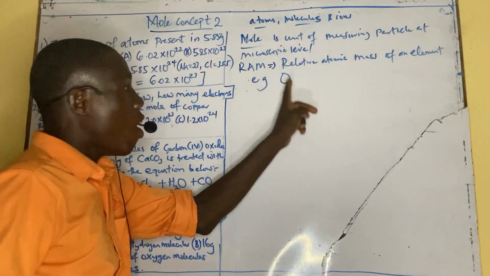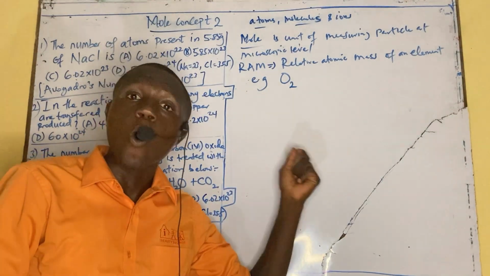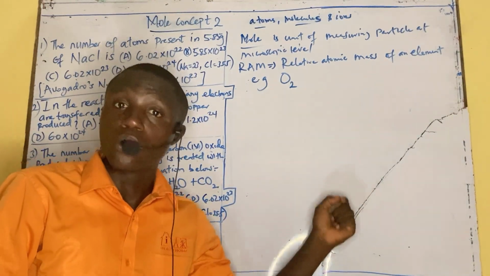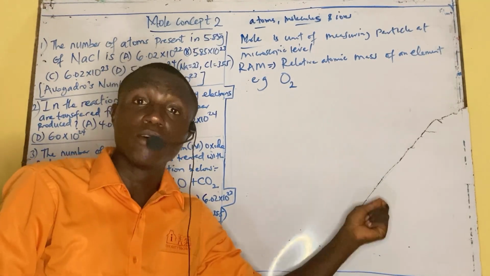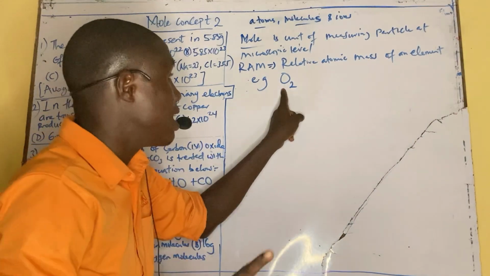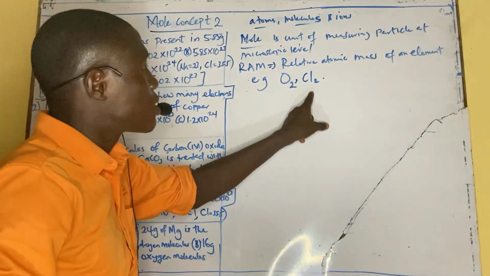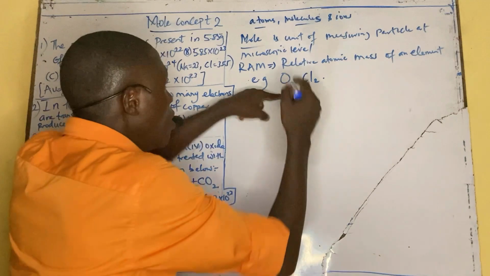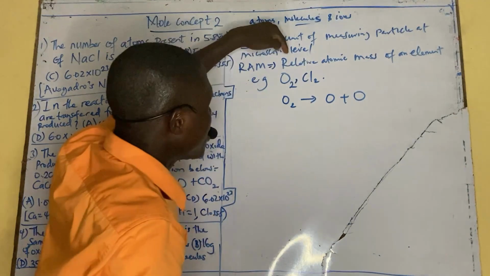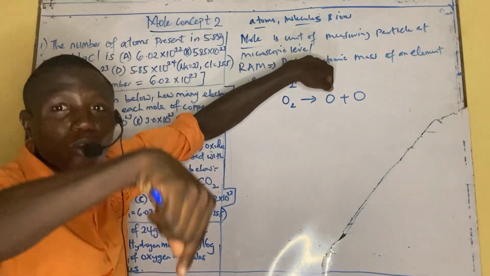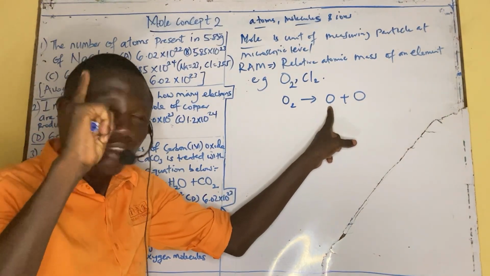oxygen. Now, oxygen gas, we represent the oxygen molecule as O2. Oxygen gas, chlorine gas, nitrogen gas, they are in the form of molecules. They are not single atoms. They are in the form of molecules, O2 and Cl2. Now, if you ask what is the relative atomic mass of oxygen, O2 contains two atoms, oxygen plus oxygen. When I talk about relative atomic mass, it is with a single atom of an element, the weight of one atom of that element.